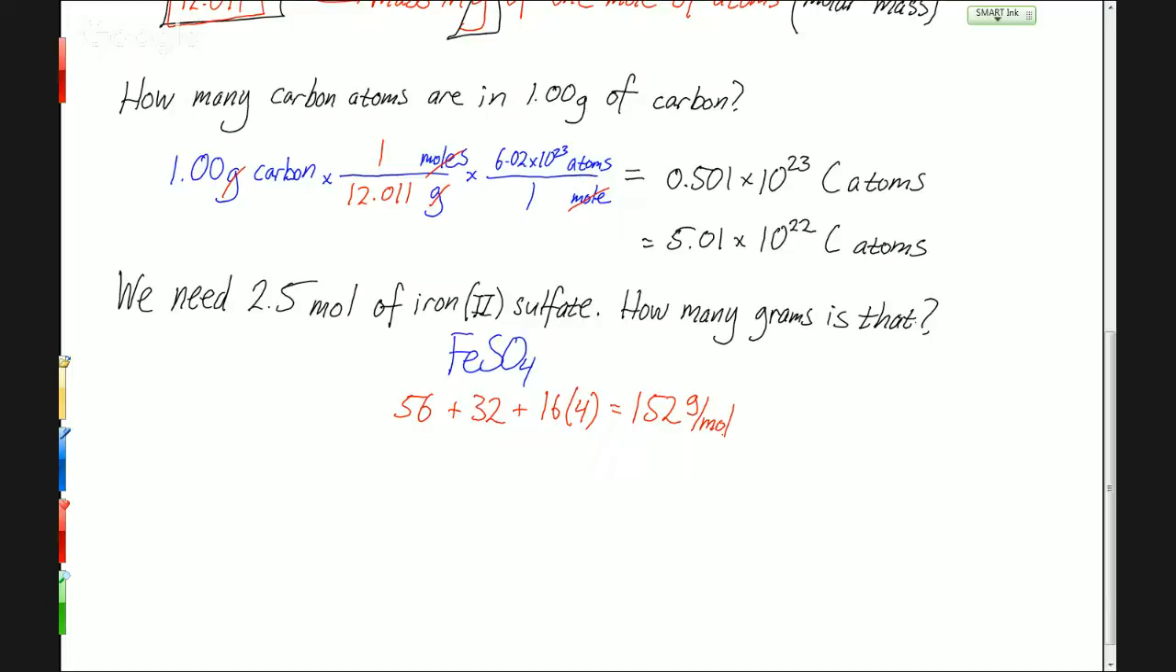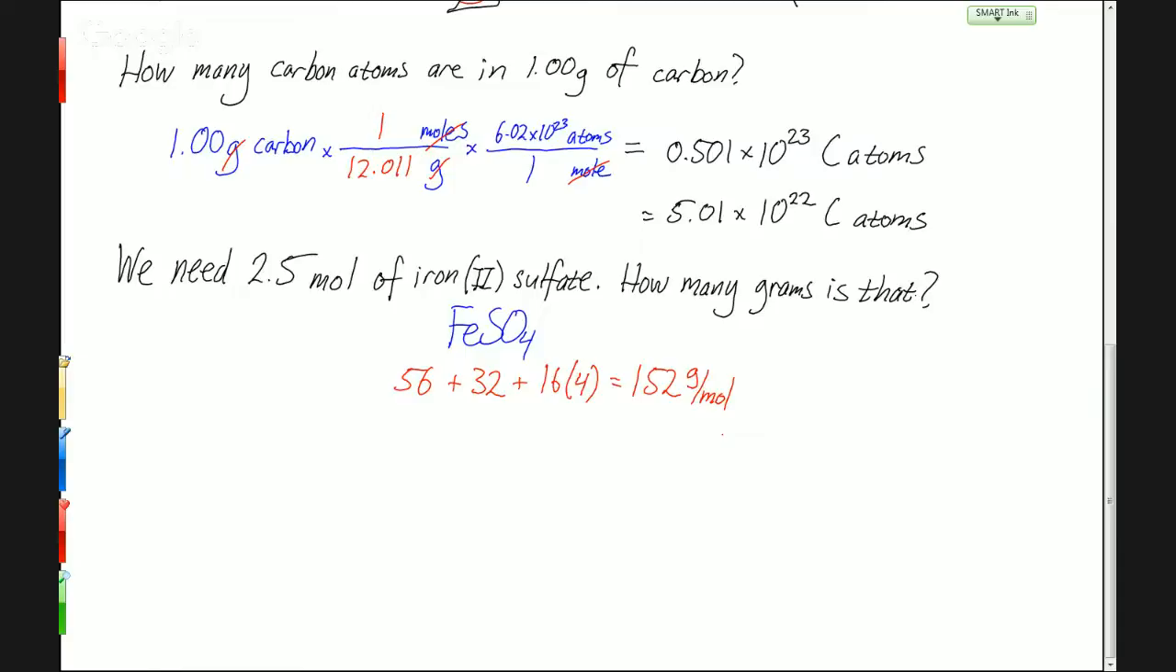Now, we're not done with this problem yet, because that tells us how many grams are in 1 mole, and we need 2.5 moles. So now we just have to convert our units the way we've done it before. We can say 2.5 moles, and this time it's really important, let's keep our units straight. So it's not just moles, it's moles of iron sulfate. And when we get into the reaction calculations, it's going to be really important that we know which compound we're talking about. So if we get into good habits of always labeling those units, that's helpful.